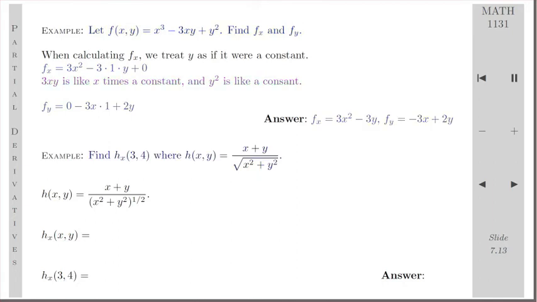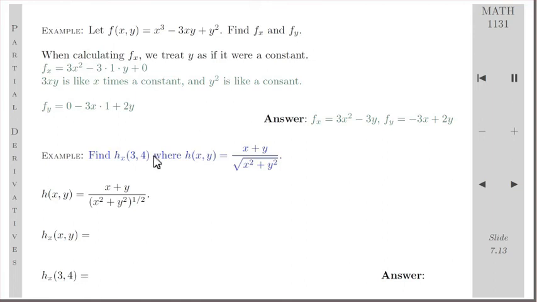Next, let's do an example which involves both a fraction and a square root. Since I have a fraction, I have to use the quotient rule, and I change the square root to a fractional exponent. Of course, you can also bring that to the numerator and then use the product rule. We will just leave it like this.